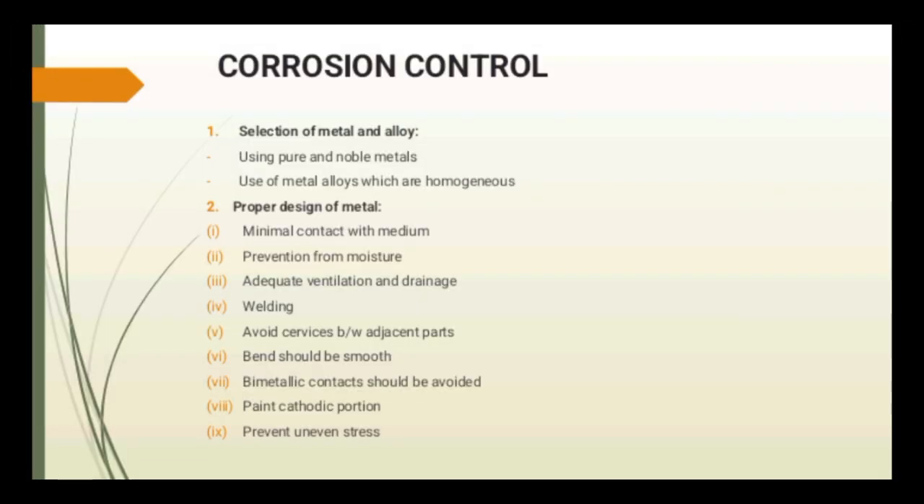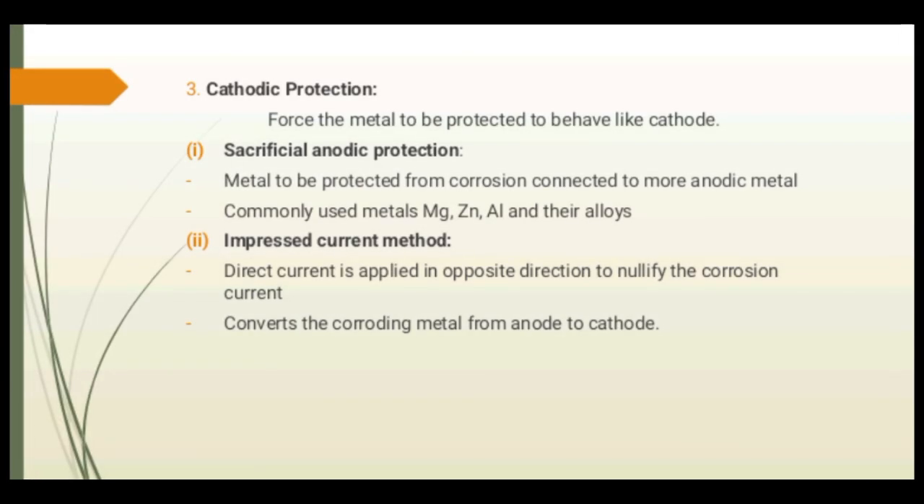Next is corrosion control. First is the selection of metal and alloy, using pure and noble metals, cathodic protection and so on. To mitigate corrosion, we can employ several control methods. This includes selecting appropriate metals and alloys. Next is designing structures to minimize exposure to corrosive environments. And the last one is to implement cathodic protection.